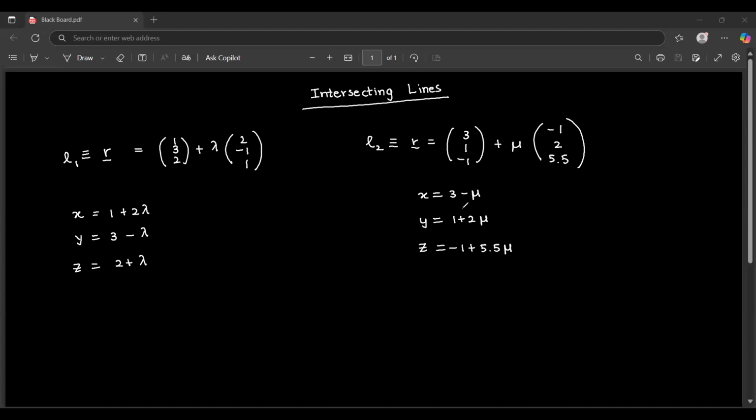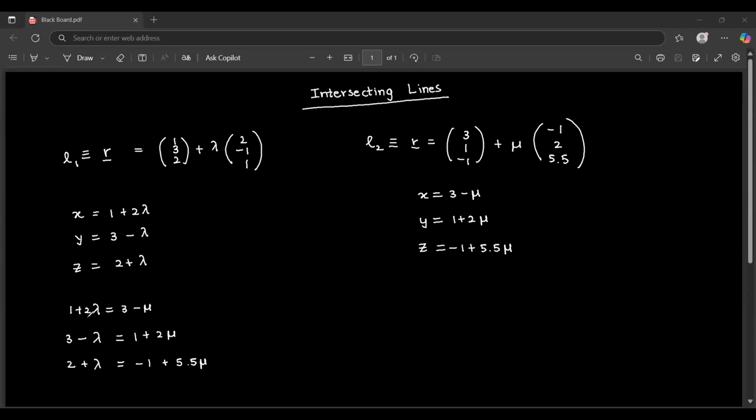Now we have to equate this, which states 1 plus 2 lambda is equal to 3 minus mu. If there was a common point, 1 plus 2 lambda will be equal to 3 minus mu, and 3 minus lambda will be equal to 1 plus 2 mu, and 2 plus lambda will be equal to minus 1 plus 5.5 mu. If there was a point between these two lines, completely shared with it.